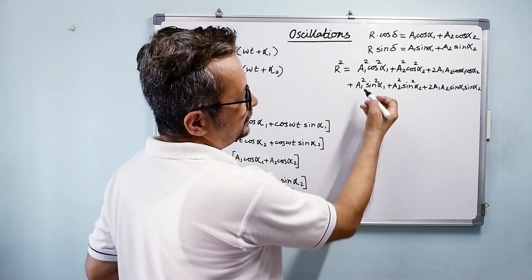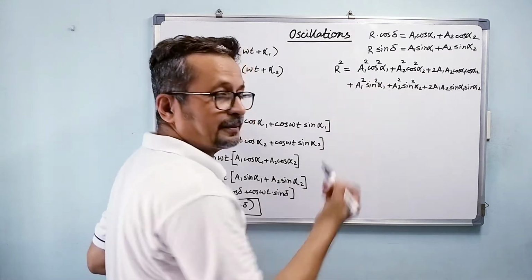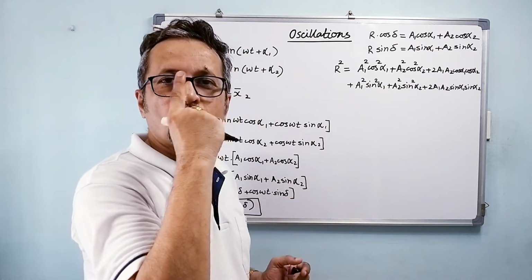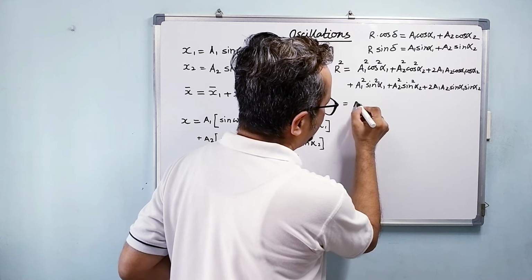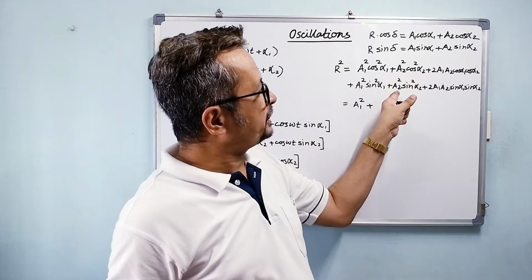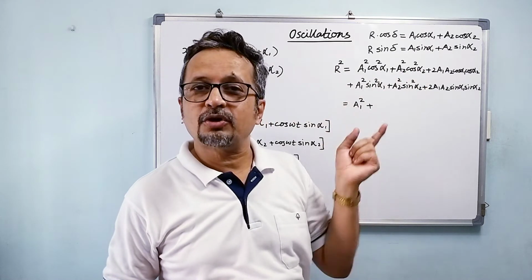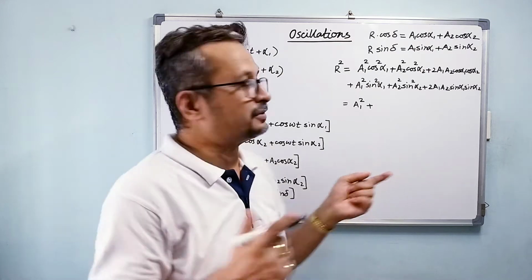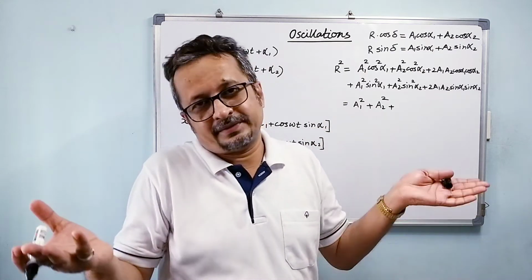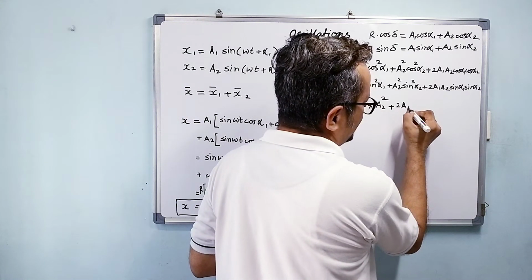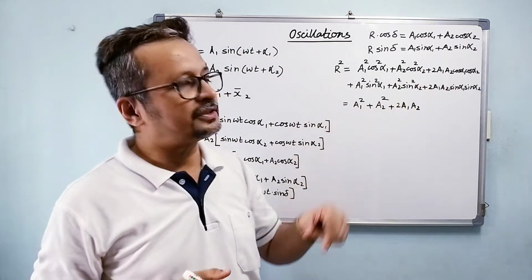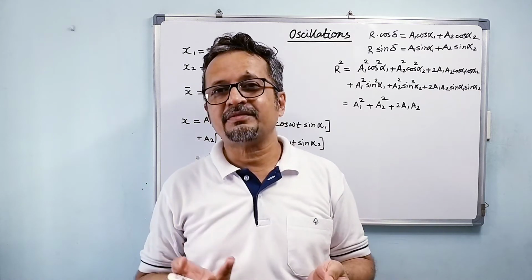Now here, if you see this a1 square and a1 square, you can take common. Cos square alpha 1 plus sine square alpha 1 is equal to 1. Correct? So this will become a1 square plus a2 square, and a2 square you can take common here, and what you get in the bracket is cos square alpha 2 plus sine square alpha 2, which is again equal to 1. Right? So you have a2 square here, plus 2a1 a2 you can take common, and what remains is cos alpha 1 cos alpha 2 plus sine alpha 1 sine alpha 2.